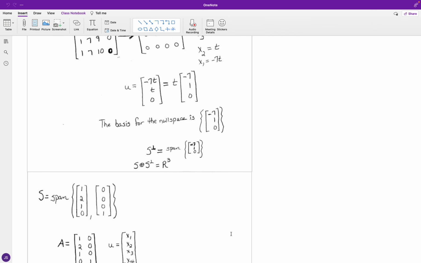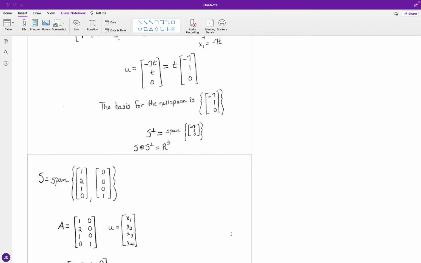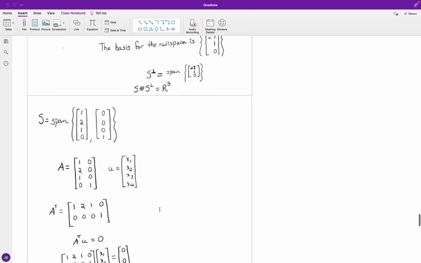Now, let's say we have, in the case of 4 by 1 vectors, a couple of these. The first vector is 1, 2, 1, 0. Next we have 0, 0, 0, 1. If I take the transpose of A, you have 1, 2, 1, 0 for the top row, 0, 0, 0, 1 for the bottom row. And for the null space, we have the vector consisting of x1, x2, x3, x4.